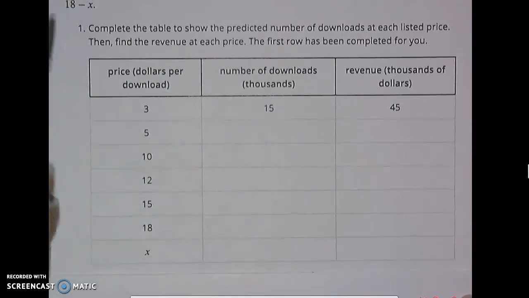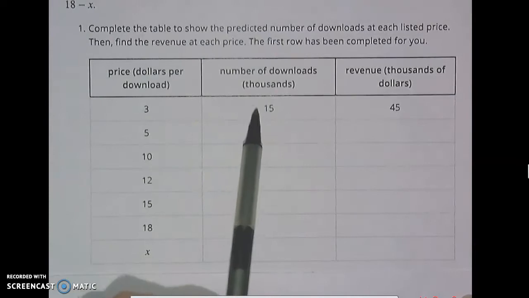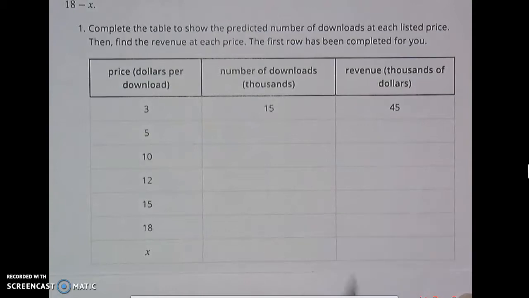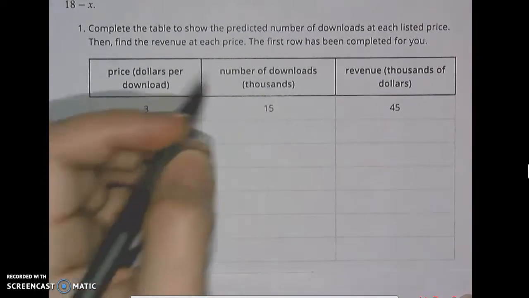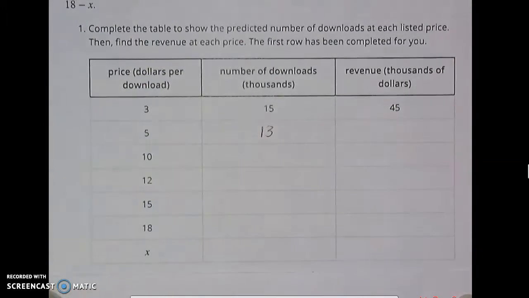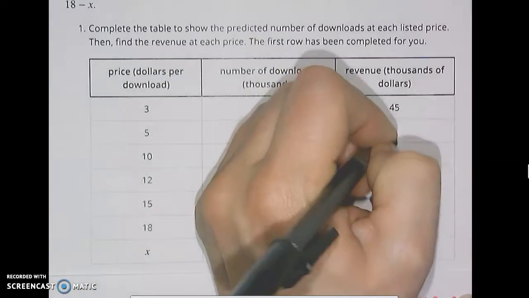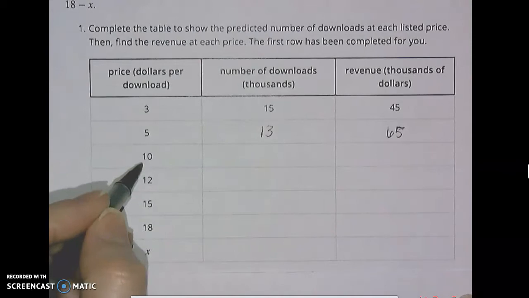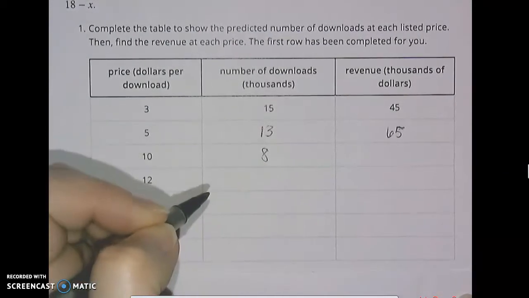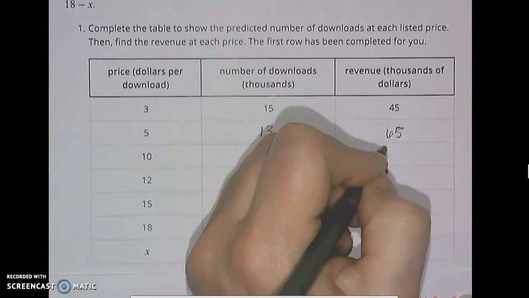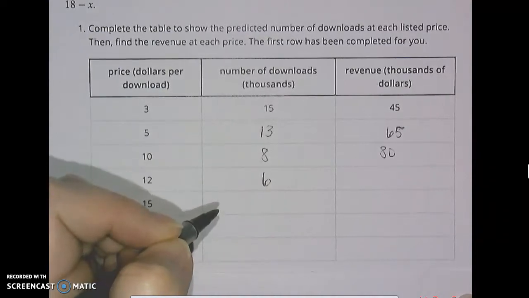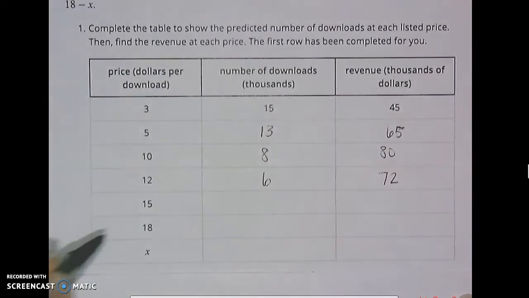18 minus x. So if it's $3 per download, we take 18 minus that 3 and get 15. If you have 15,000 downloads times the $3, that's going to give us $45,000 in revenue. So if we have 5 here, then that means that we would have 13,000 downloads, and 5 times 13 gives us 65. If we have $10 each, that means that we're going to have 8,000 downloads. That's going to give us $80,000. 12 would give us 6,000 downloads for $72,000 revenue.